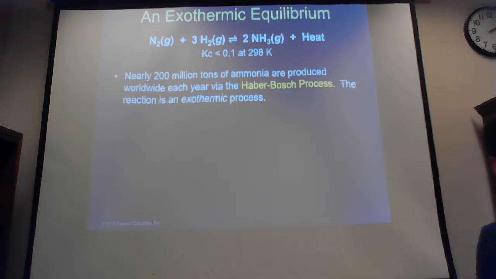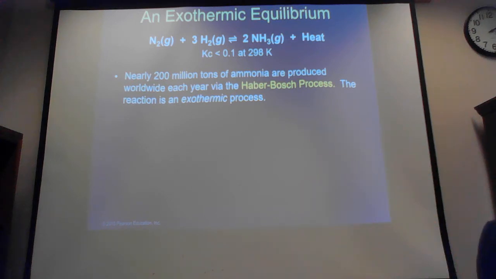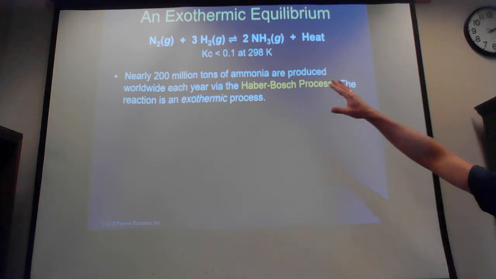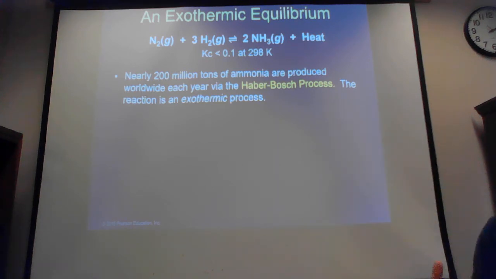Somehow, scientists or chemists are able to do this reaction effectively, because in the world, 200 million tons of ammonia are produced every year. It's one of the most important compounds, used in various types of plastic being made, petroleum products, just all kinds of pharmaceuticals. Ammonia is an important reactant in a lot of those processes. So we need a lot of ammonia. We have to find a way to make this reaction work, even though the K value is extremely low. So how do we do it?